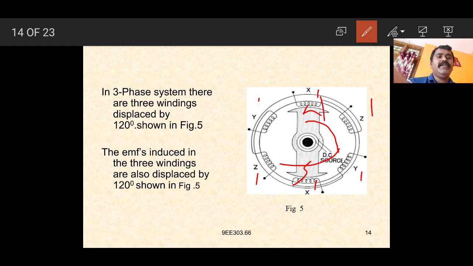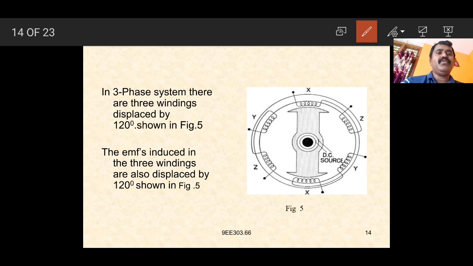So we can write EA is equal to E max sin omega t, where the EMF induced in coil Y is EY is equal to E max sin omega t minus 120 degrees, and the EMF induced in coil Z is EZ is equal to E max sin omega t plus 120 degrees, or minus 240 degrees. This is the generation of three-phase EMFs where the three windings are displaced by 120 degrees. When the rotor rotates, the EMF is induced in all three windings.